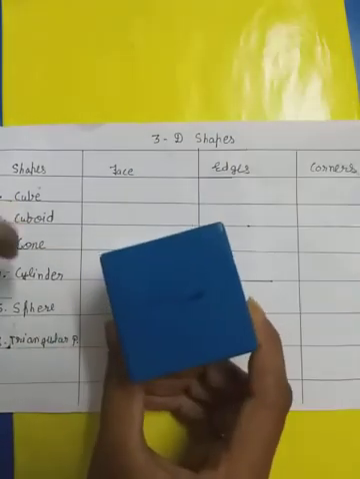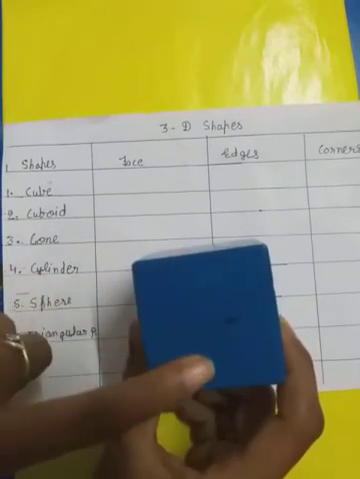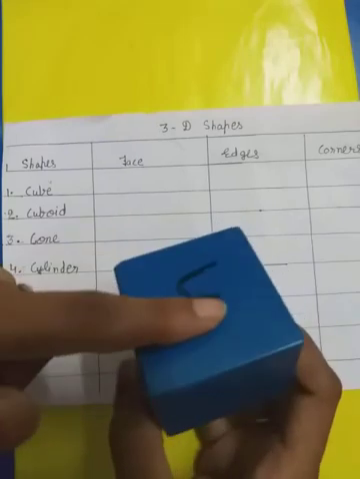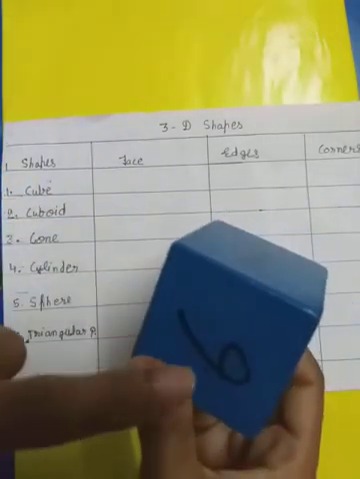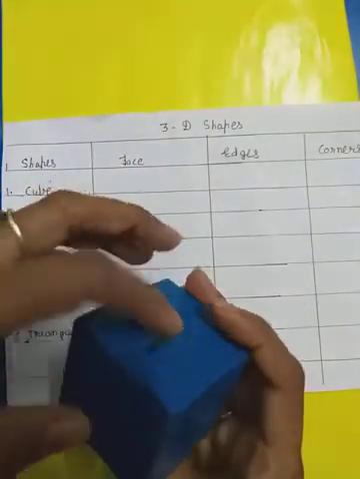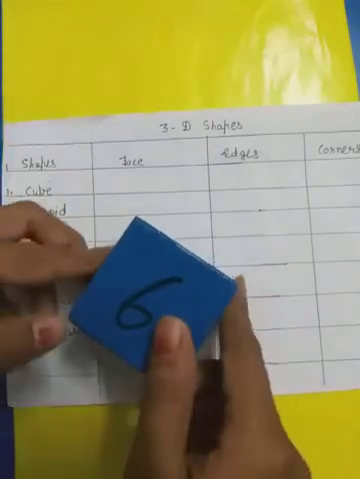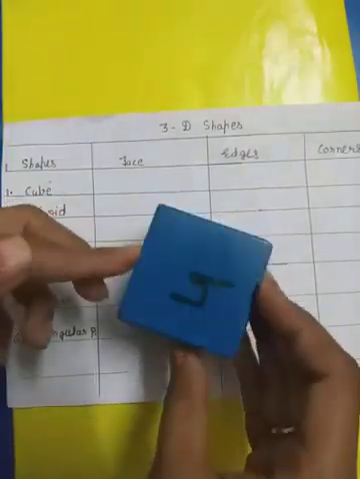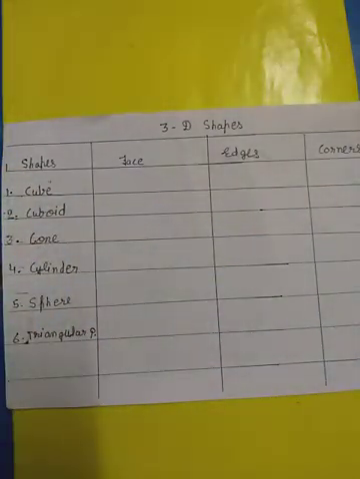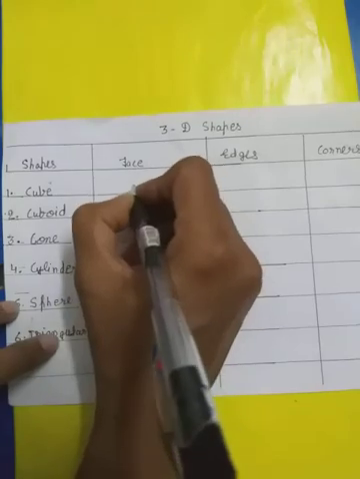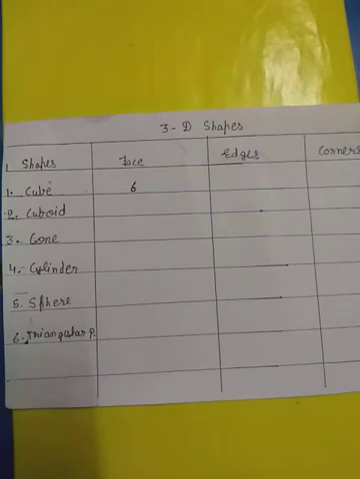So how many faces do we have in a cube? 1, 2, 3, 4, 5 and 6. That means I can put this in 6 ways. This one, this one, this one. So we have 6 faces in a cube. How many faces? 6 faces.